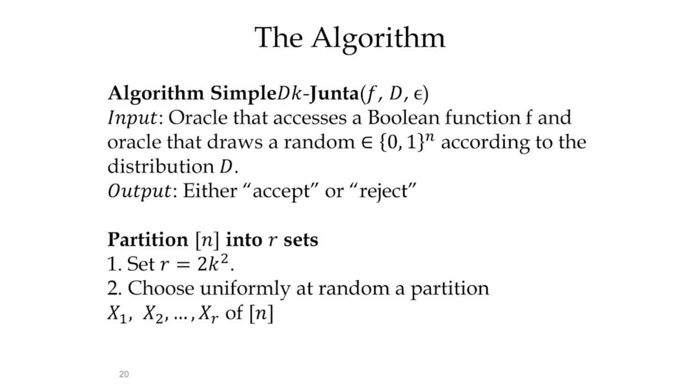First of all, the algorithm divides the grouping of numbers into sets in a uniform way. So over here, we choose a uniformly random partition. The groups X_1 to X_r are the division of [n] into partitions. Okay, so we also need to remember that we are setting r to be 2k squared.